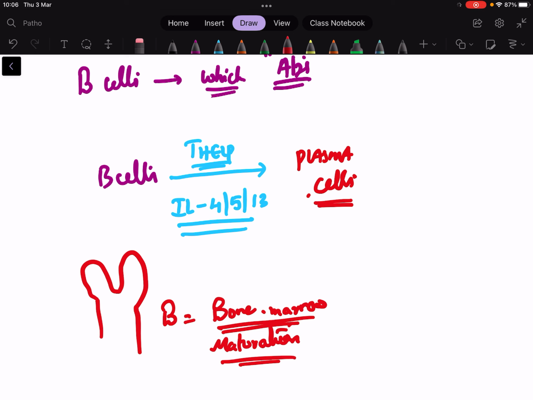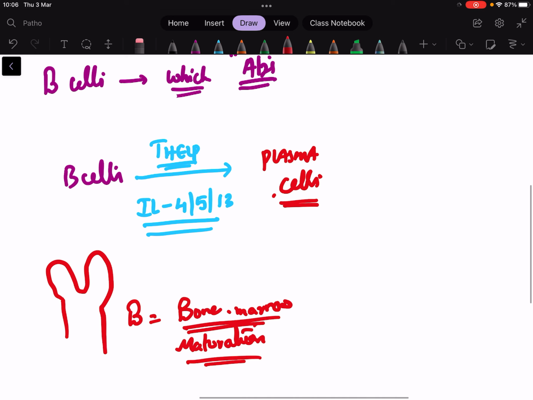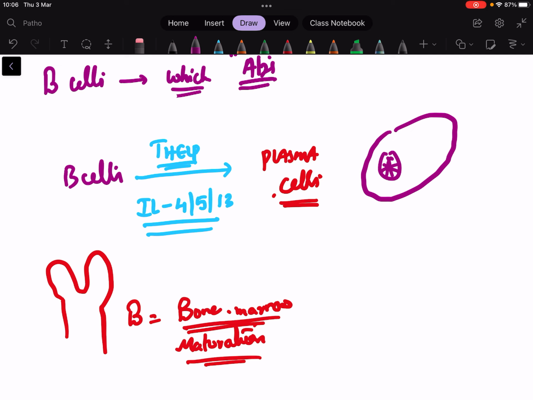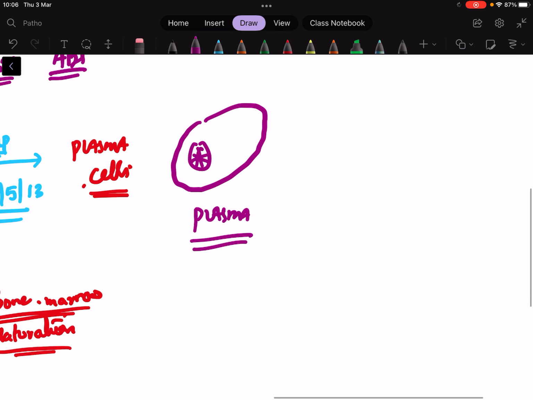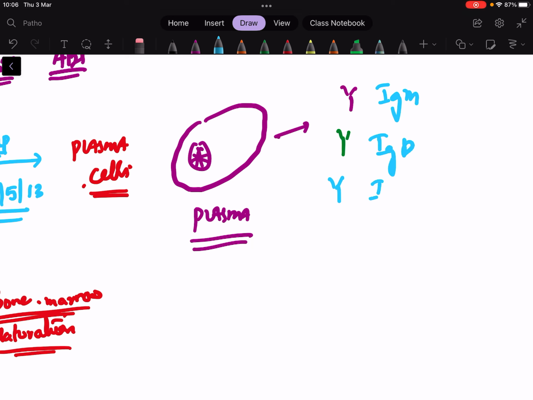B cells in the presence of T helper cells get converted into an elliptical shaped cell which has a cartwheel shaped nucleus in the periphery, and this is called a plasma cell. This plasma cell will produce a lot of antibodies. Antibodies are nothing but sticky glycoproteins like IgM, IgD, IgA, etcetera.